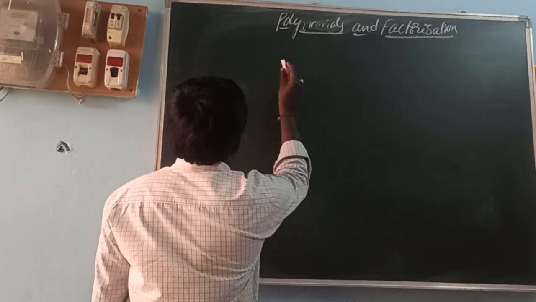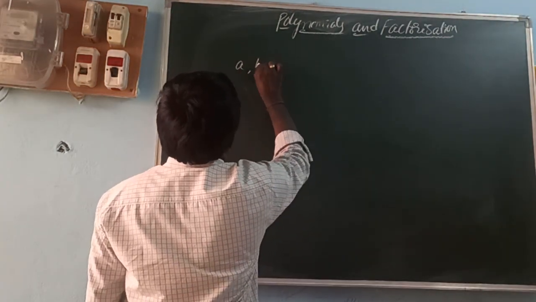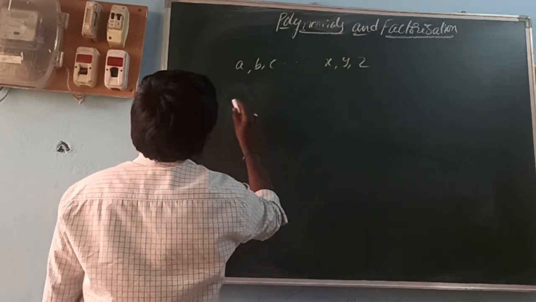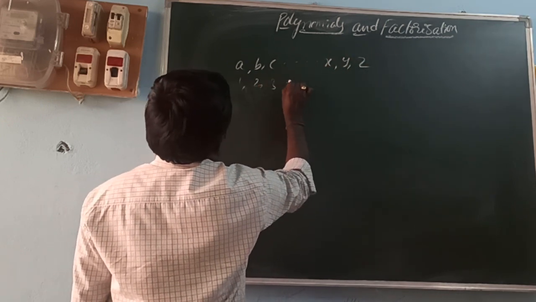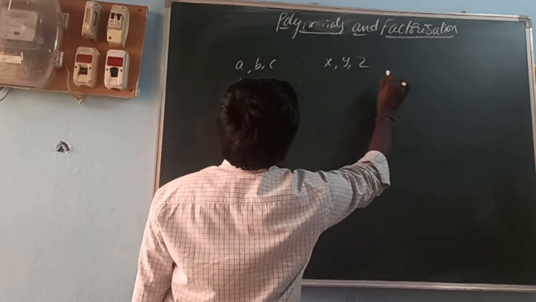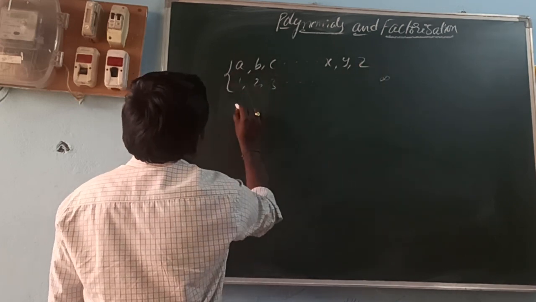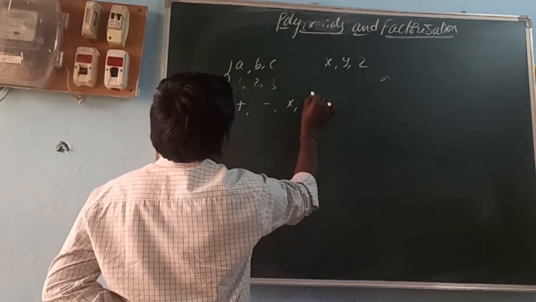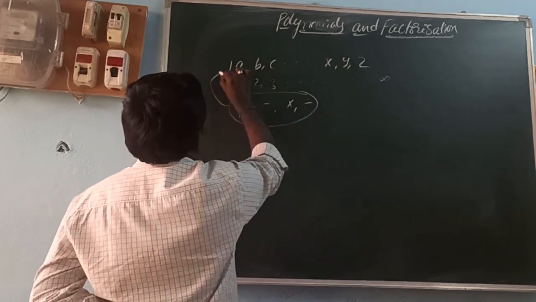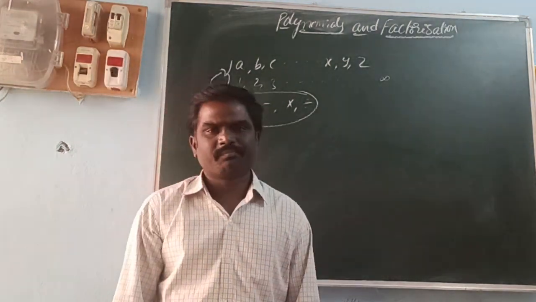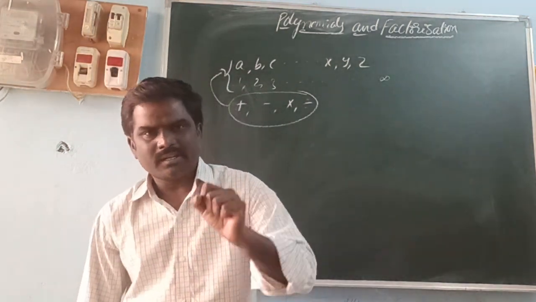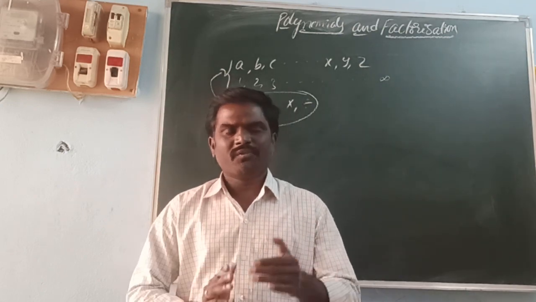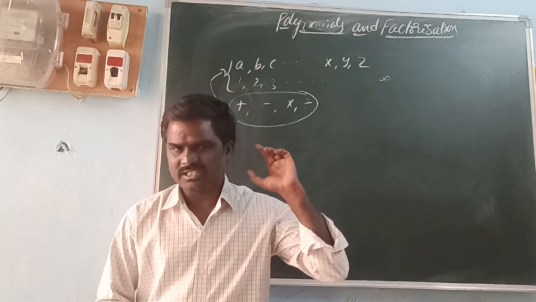What are the variables here? A, B, C and so on, X, Y, Z. Next, constants: 1, 2, 3 and so on. These are with the combination of binary operations plus, minus, into, divide. That expression is called an algebraic expression. So what is called a polynomial? Before you go to the polynomial, know about that algebraic expression.